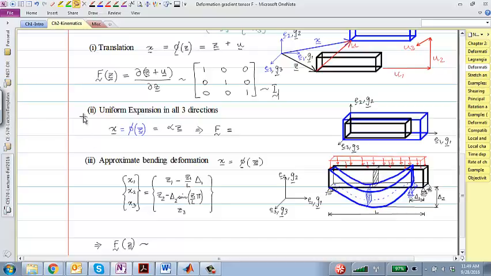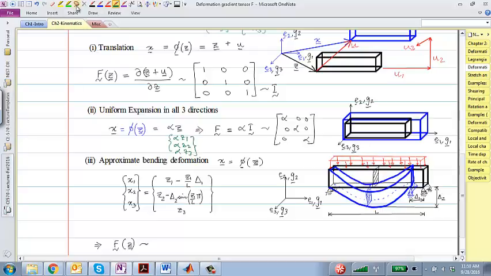Let's just do the second one, and then we'll do the third one together. How about the F for the second subcase here for uniform expansion? What would F be for this case? Alpha times I, right? So indeed, that is represented by alpha, alpha, alpha on the diagonals. Everything else is 0. And the easy way to check that is that this map is simply alpha times z1, alpha times z2, alpha times z3.